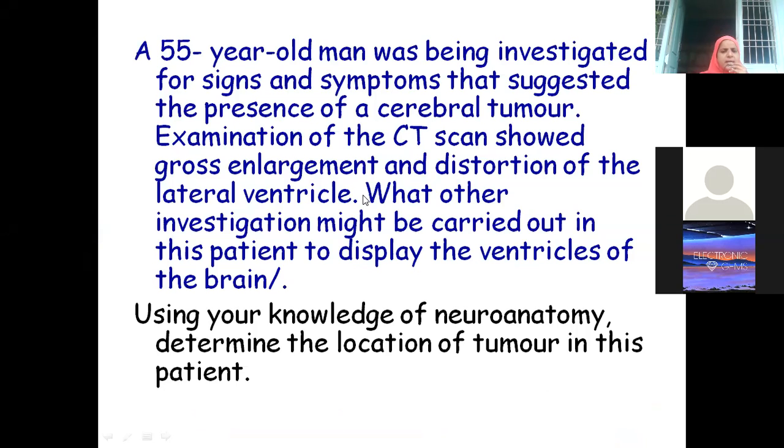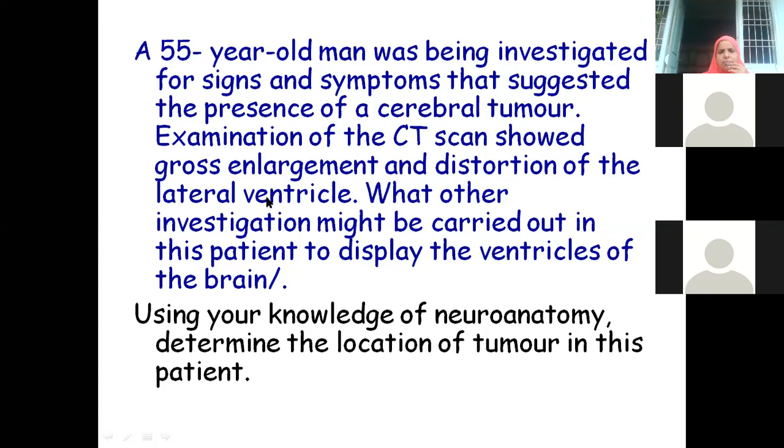So the question may be something like this, but I kept one case scenario also here. A 55-year-old man was being investigated for signs and symptoms that suggested the presence of a cerebral tumor. Examination of CT scan showed gross enlargement and distortion of the lateral ventricle. What other investigations might be carried out in this patient to display the ventricles of the brain? Using your knowledge of neuroanatomy, determine the location of the tumor in this patient. So this you will be able to analyze and write everything.